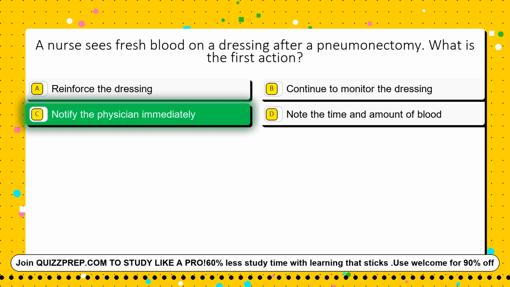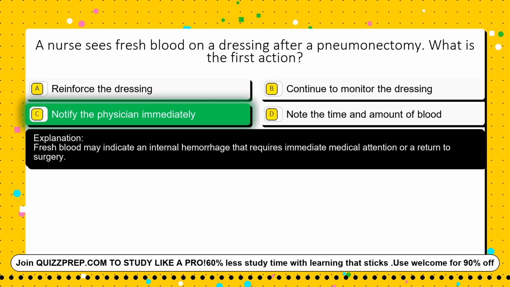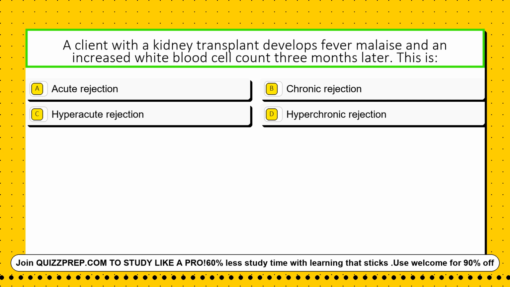The correct answer is option C. Notify the physician immediately. Fresh blood may indicate an internal hemorrhage that requires immediate medical attention or a return to surgery.